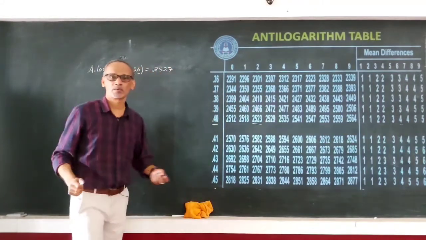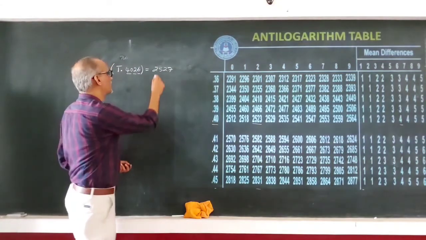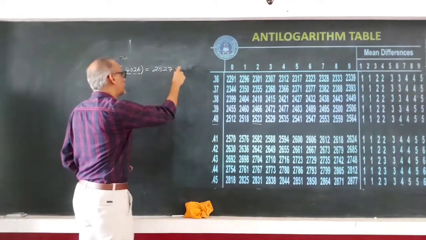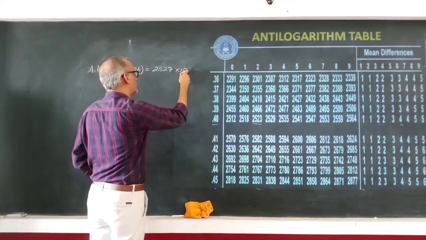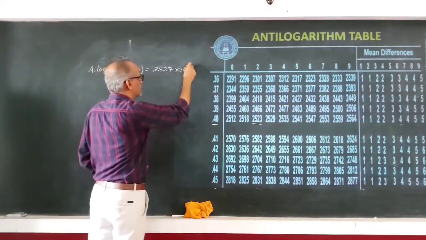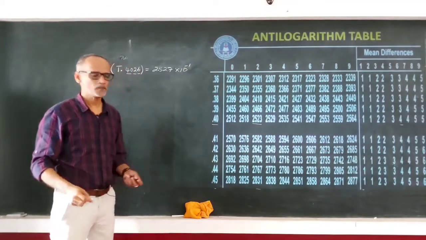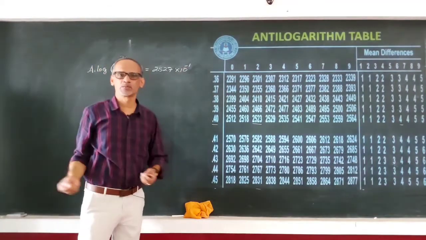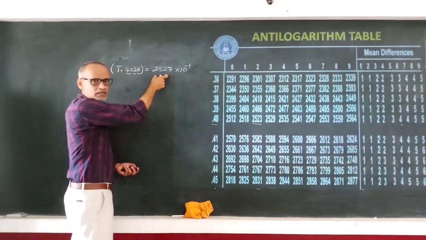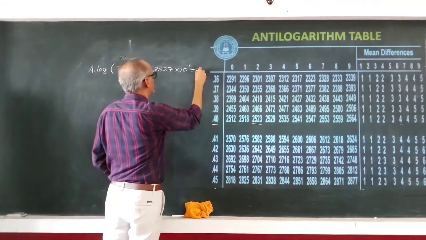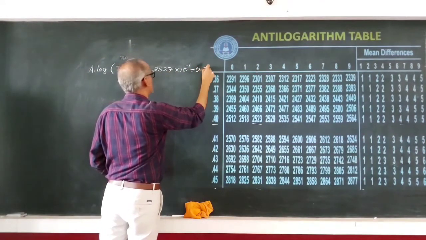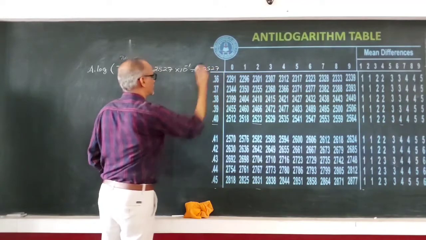What next? We have to write the decimal point after the first digit, and then multiply by 10 raised to the power. This is a negative characteristic, so you have to write it as minus 1. What is the meaning of 10 to the power minus 1? It is nothing but dividing by 10. So you can write 2.527 divided by 10, which will give you 0.2527.